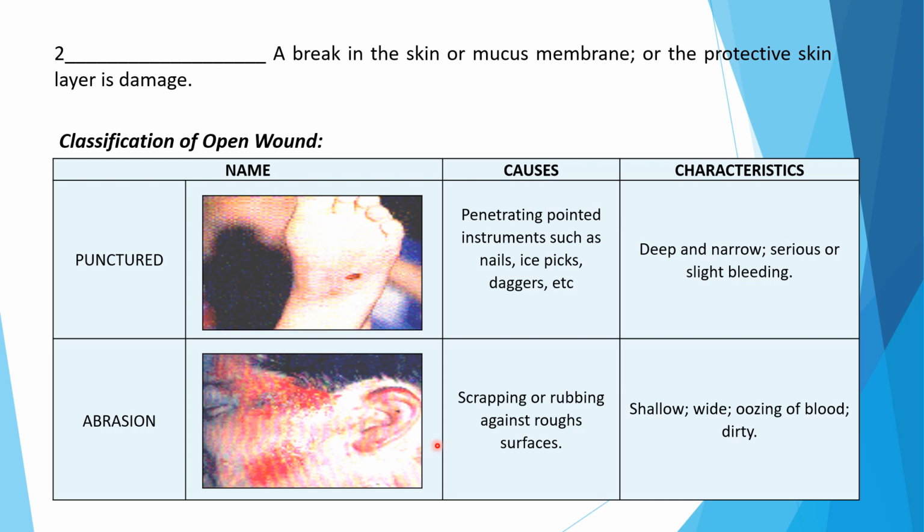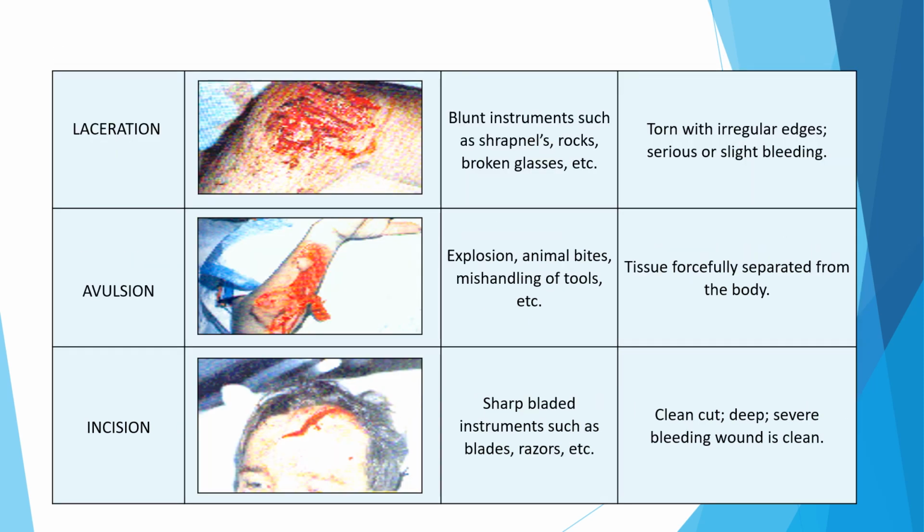And then next is your abrasions. Abrasions are scraping or rubbing against rough surfaces. Okay, so this one, sa Bisaya, this is your gas or garas. Shallow, wide oozing of blood, and you're considered to be dirty. Okay. And then next we have lacerations.